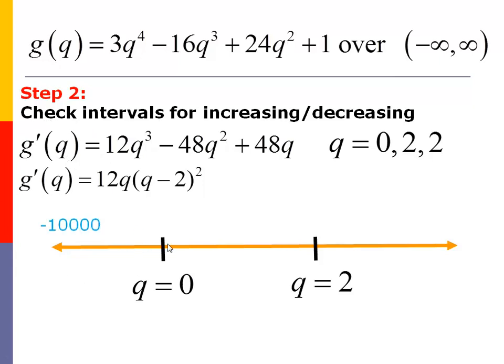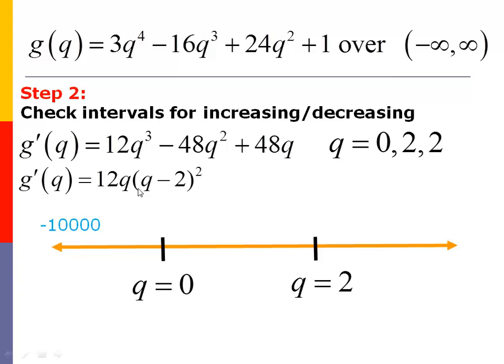So let's take this third section here, the one on the left, excuse me, and I'm picking a number. I'm picking negative 10,000. I'm plugging it into the q value here. But you know what? Negative 10,000 minus 2, squared, is going to end up being a positive number. A huge positive number, but it's positive. And so it's always going to be positive. This part's always positive.